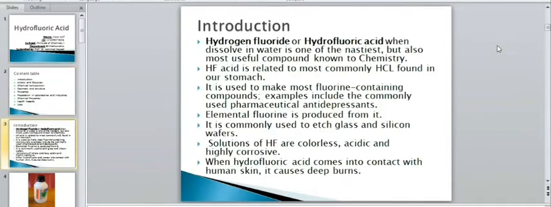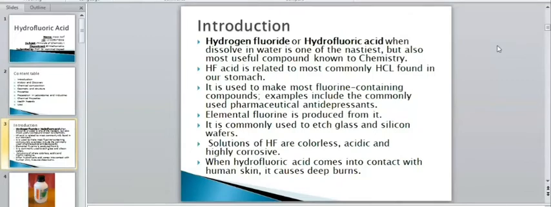Now, first, let's start with the introduction of hydrofluoric acid. Hydrogen fluoride or hydrofluoric acid, when dissolved in water, is one of the nastiest but also most useful compounds known to chemistry. Hydrofluoric acid is related to hydrochloric acid, which is commonly found in our stomach. It is used to make most fluorine-containing compounds.